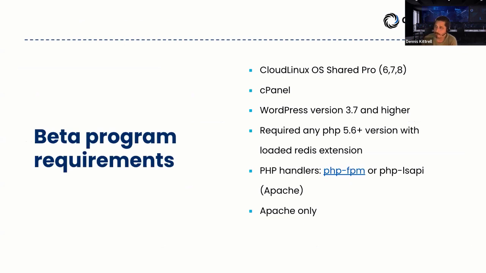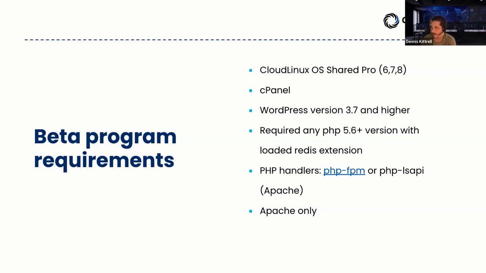The technical beta program requirements: like I mentioned, it does require OS Shared Pro. Right now, it's only with cPanel. Based on demand, we are certainly planning the other major hosting control panels. The question is when do we prioritize that? There's obviously a lot of work to do to improve this product, and we're going to base that on market data mostly from our beta participants, but also other customers of CloudLinux.